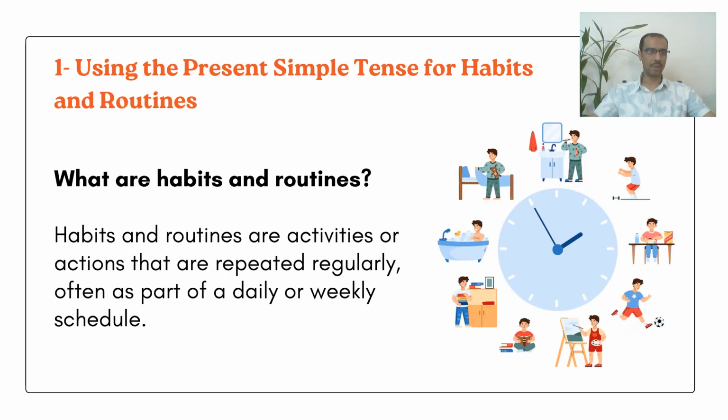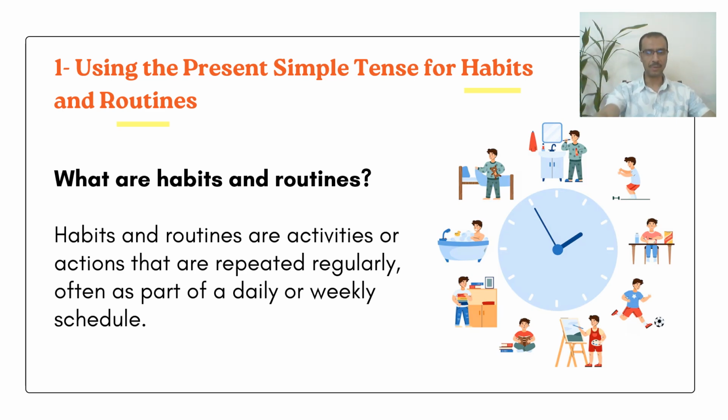Now, to start with, we use the present simple tense for habits and routines. So the two keywords here are habits and routines. What are habits and routines? Habits and routines are activities or actions that are repeated regularly, often as part of a daily or weekly schedule.